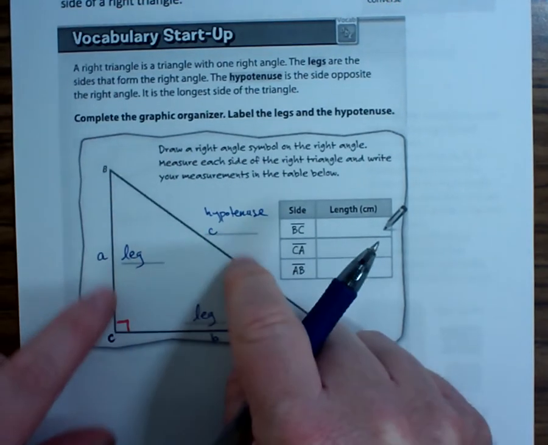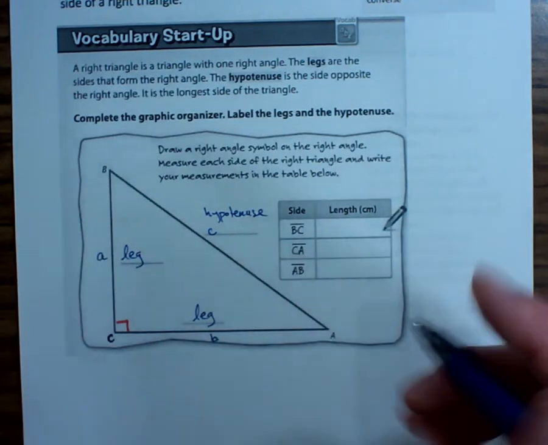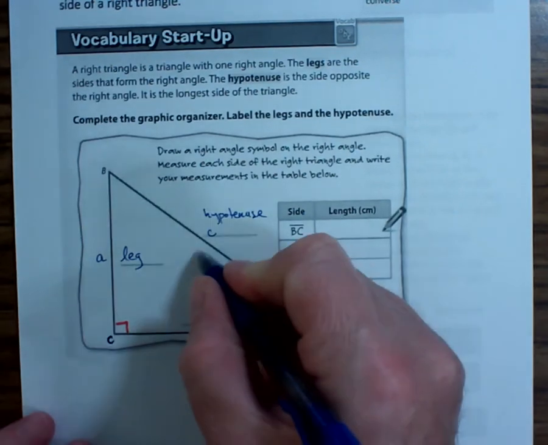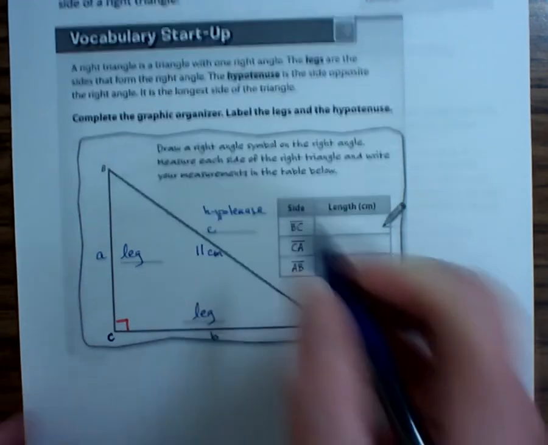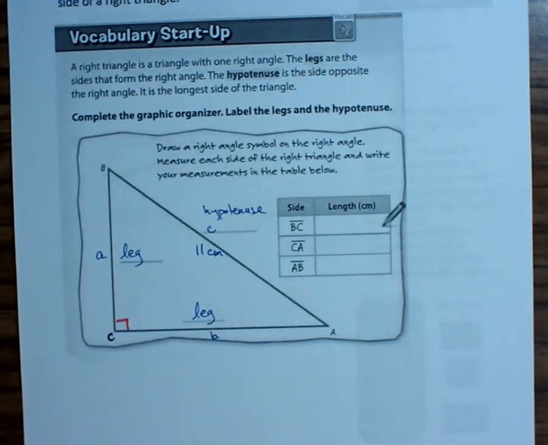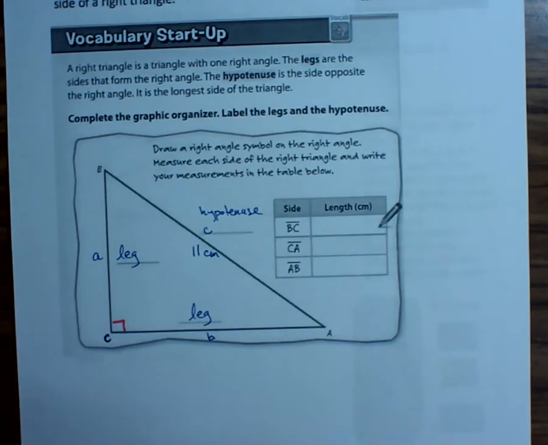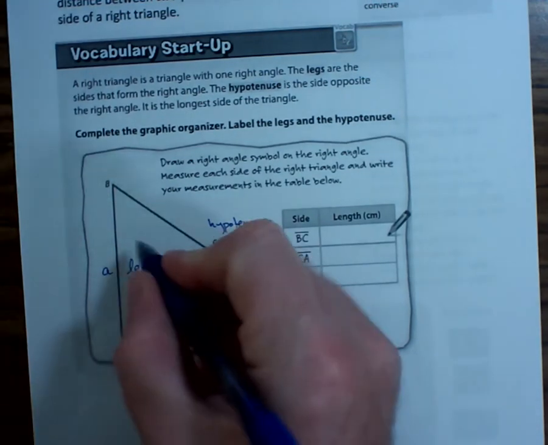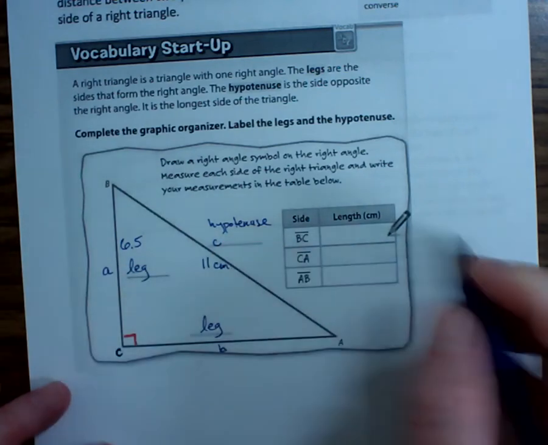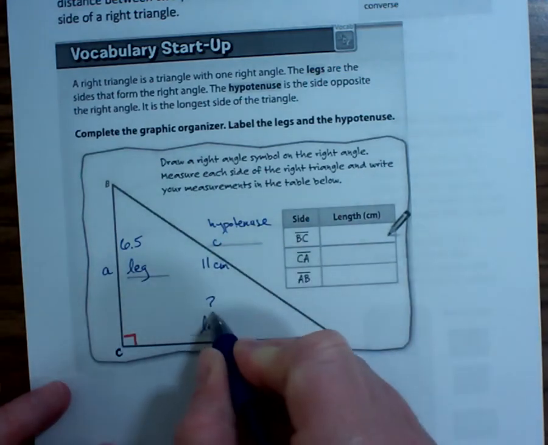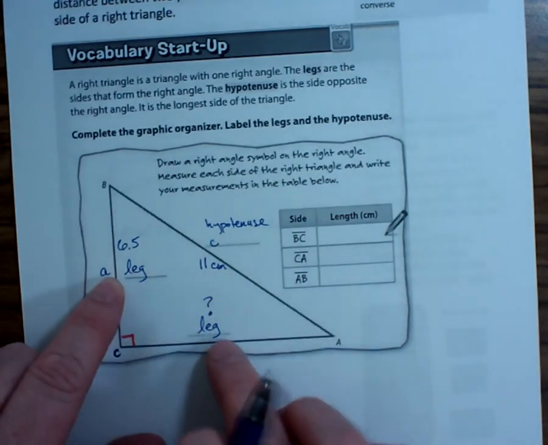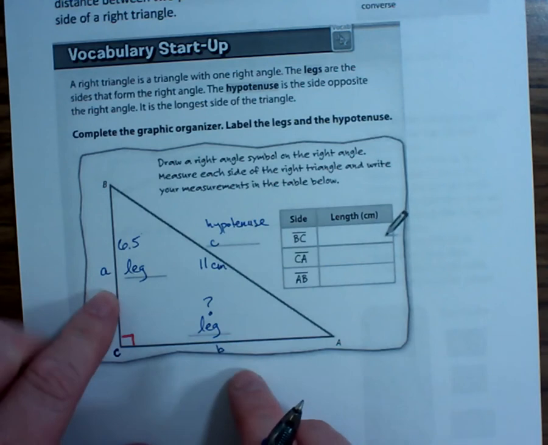So this time you're going to be given a leg and the hypotenuse. Let's go back to our values. Let's remember that we had a value here when we measured it of 11 centimeters. And let's say I had leg A. That would be 6.5 centimeters. So if I didn't know this third leg, then I could plug in for A and C, and I could solve it for B. Let's look what that looks like.